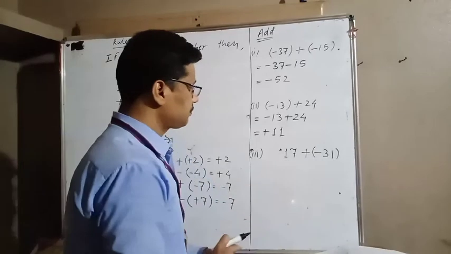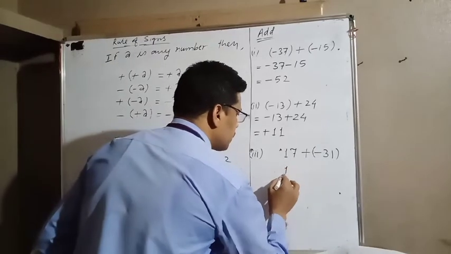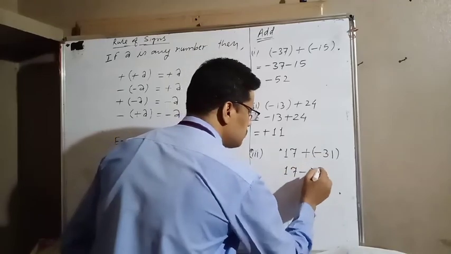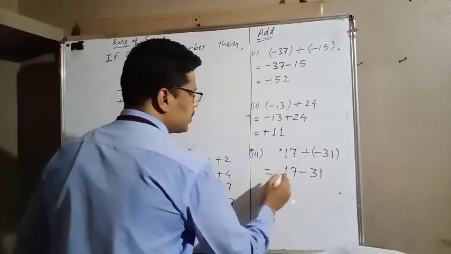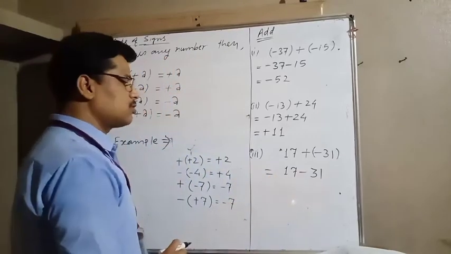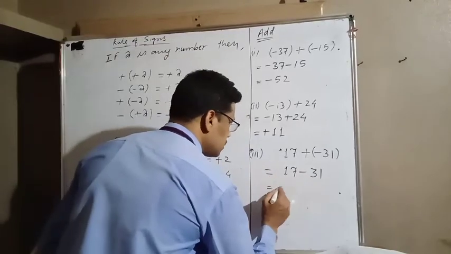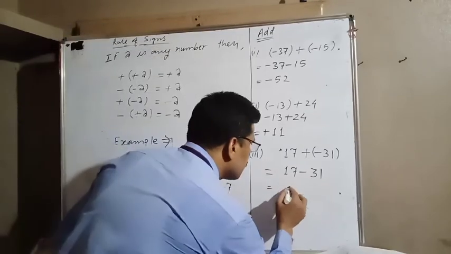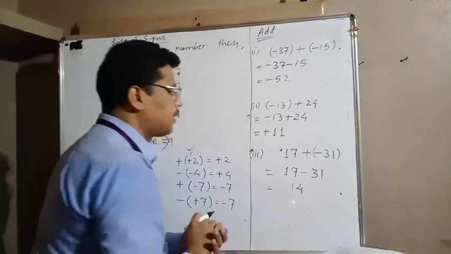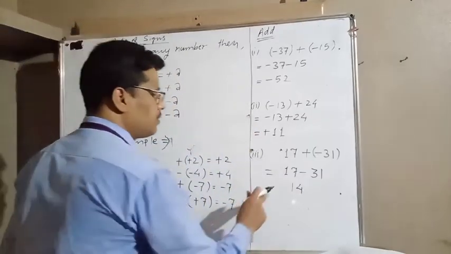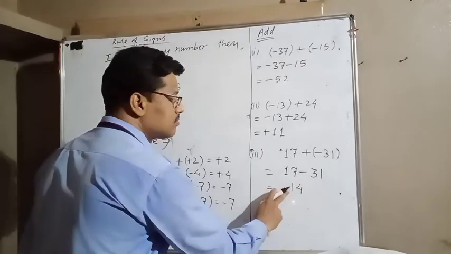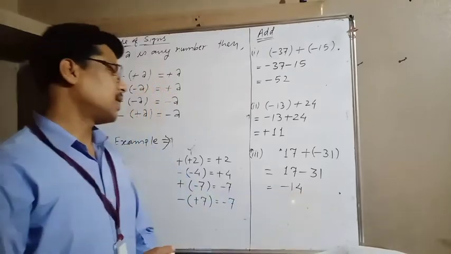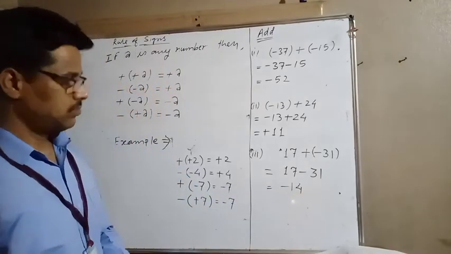Now next question. 17 will come as it is. Here plus minus is minus 31. Put the equal sign. Now both numbers have opposite signs, so we will subtract. If you subtract 17 from 31, what do you get here? 14. And what is the answer, plus or minus? Minus. Why? Because minus 31 is greater. Minus 31 is greater. Got it?